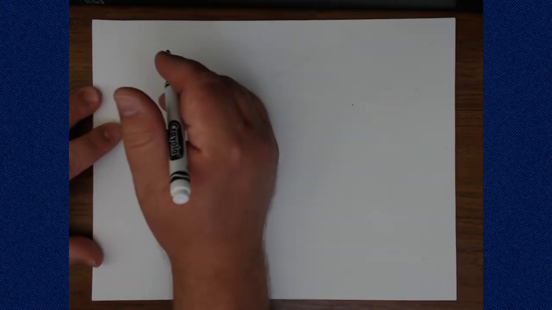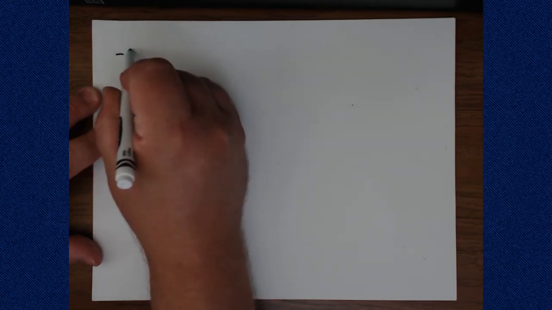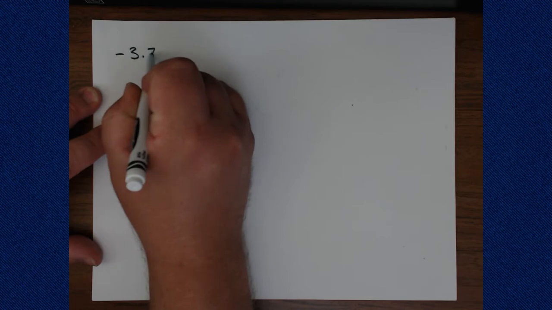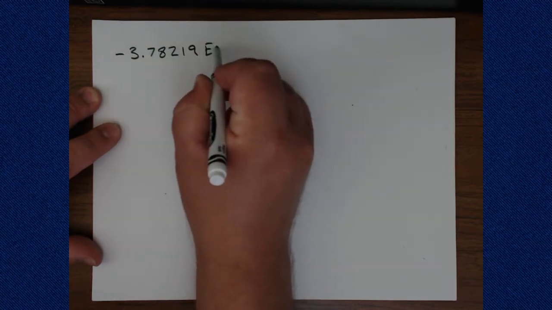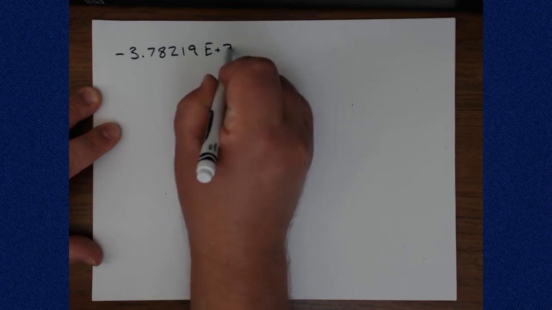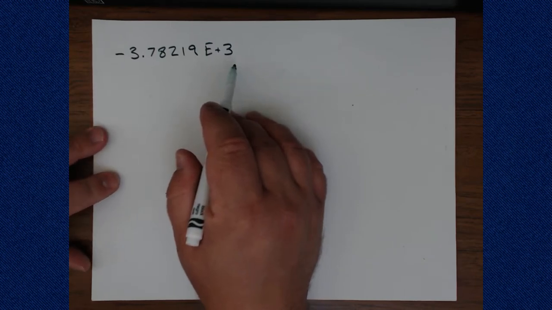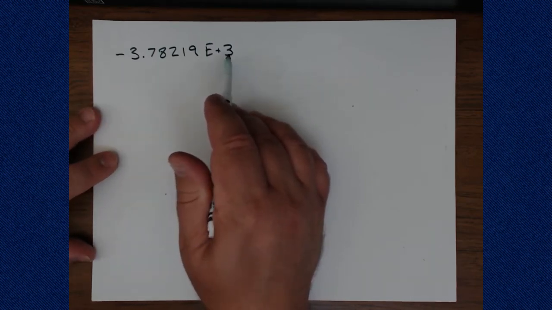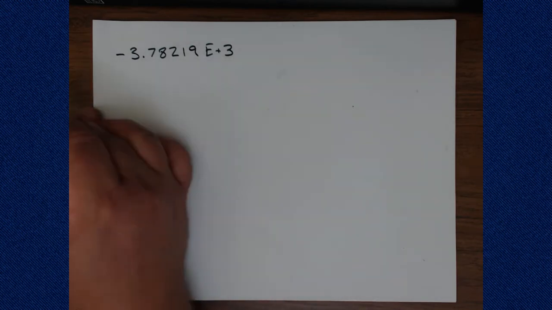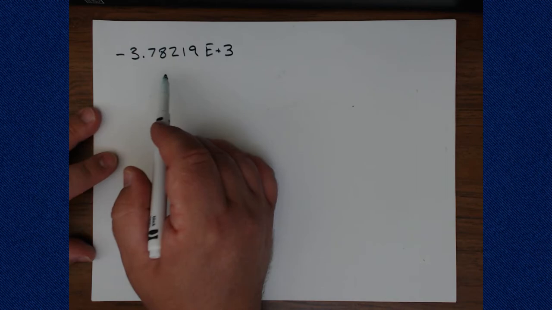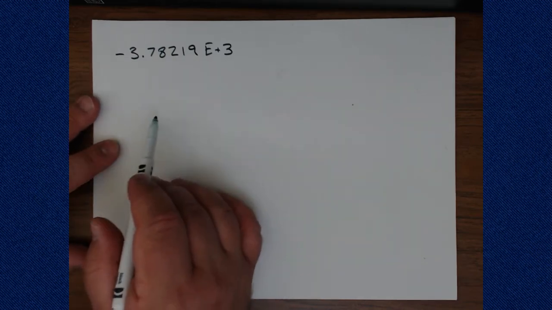So to start, let's remind ourselves of the basics of scientific notation, because this is where floating point numbers come from. So we might have a decimal scientific notation number like negative 3.78219 e to the positive 3. And when we write a number like this, we often do it because we don't want to have to write a whole bunch of zeros at the end, or maybe zeros at the beginning, because the scale of the value is particularly large or particularly small.